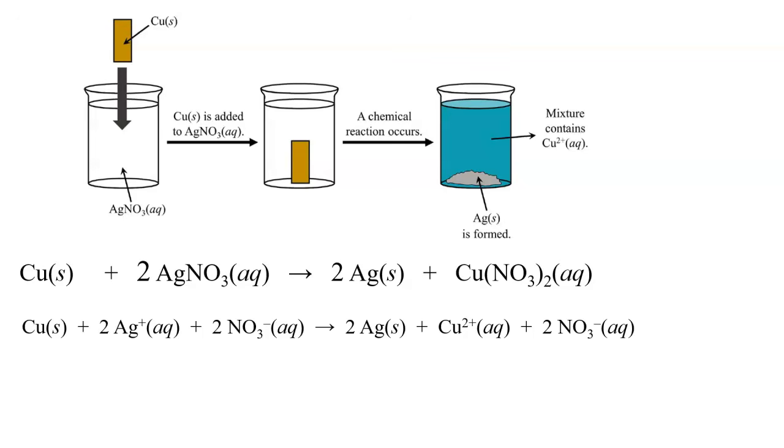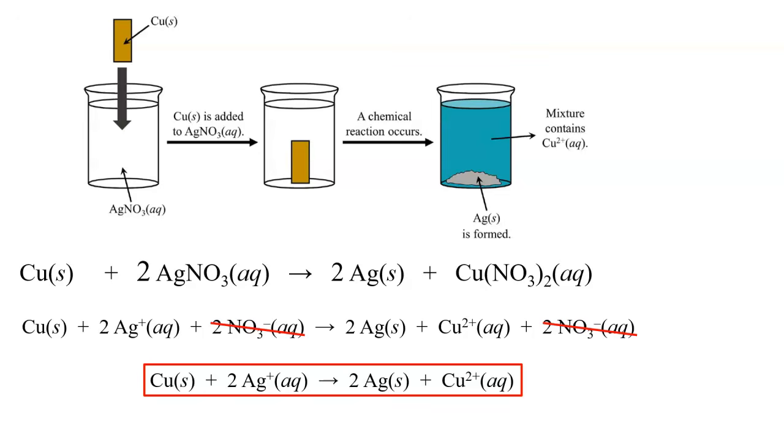Now, hopefully you can see that we have 2 nitrate ions on the left, and we have 2 nitrate ions on the right. So the nitrate ions are not reacting, they're not being produced, they simply were present the entire time in this experiment, and I can cross them off as spectator ions on both sides of the equation. So what I am left with is the net ionic equation. And so the net ionic equation for what actually happened in this experiment is that solid copper reacted with aqueous silver ions to produce solid silver and aqueous copper 2+ ions.